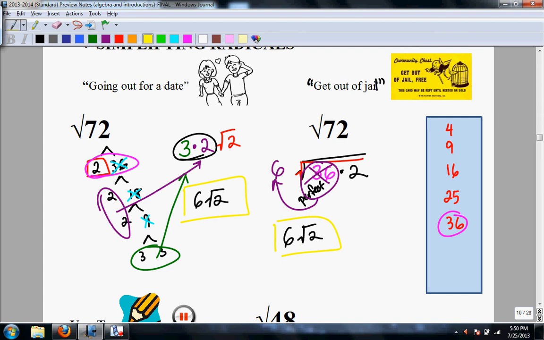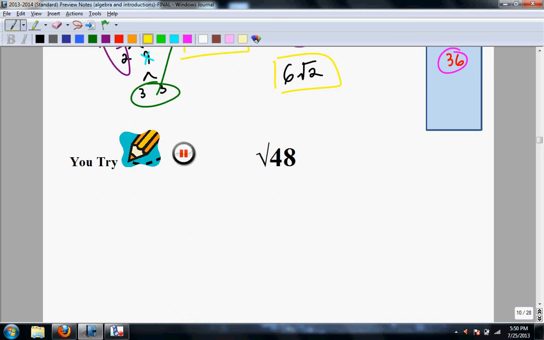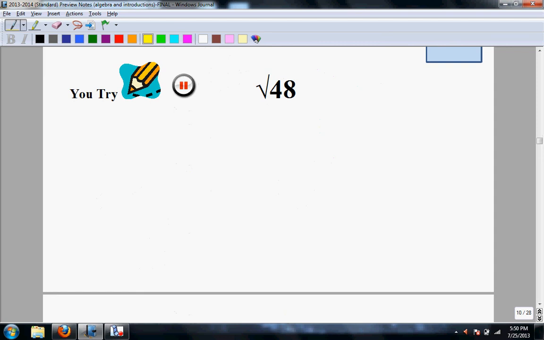So in simplifying, this is called prime factoring on the left. On the right, you have perfect square factoring. Use whatever rings a bell to you. What I'd like you to do is use either method, hit the pause button. I'd like you to break down 48 and simplify. Again, hit the pause button. Do this on your own first, then check.